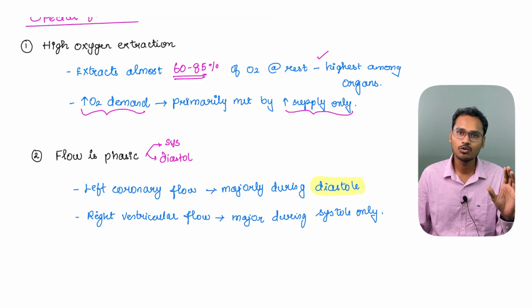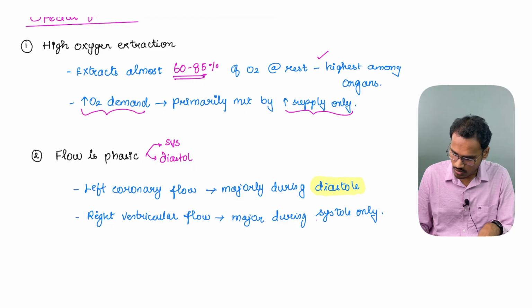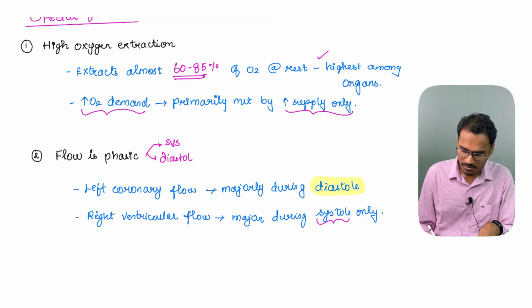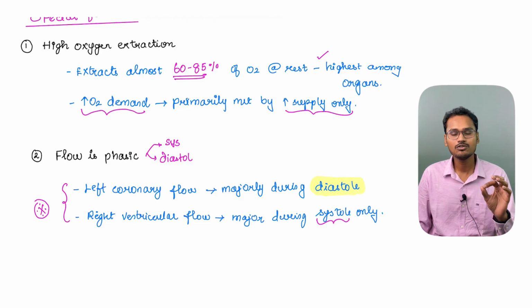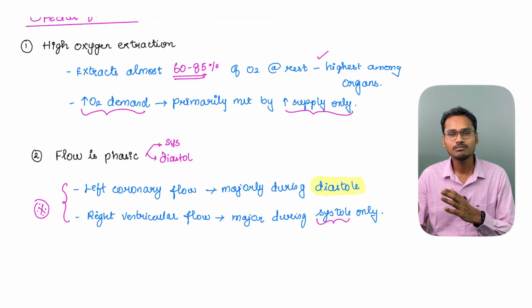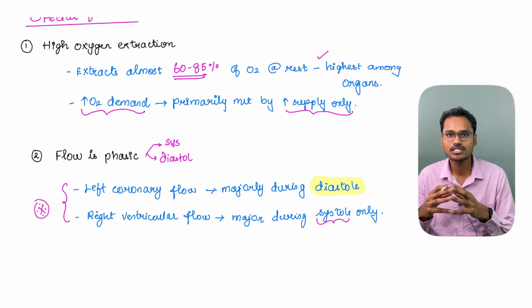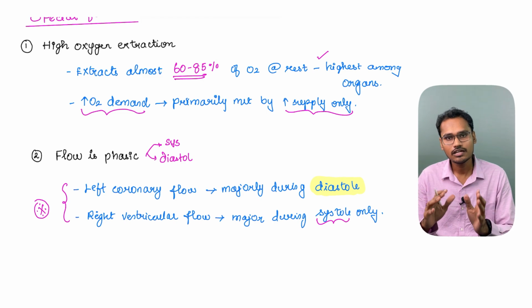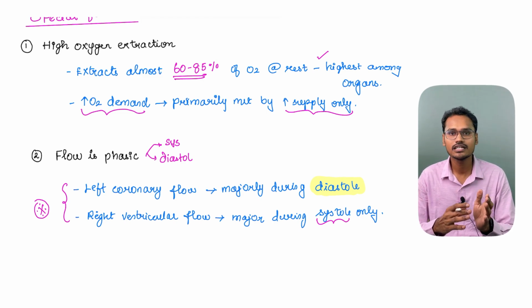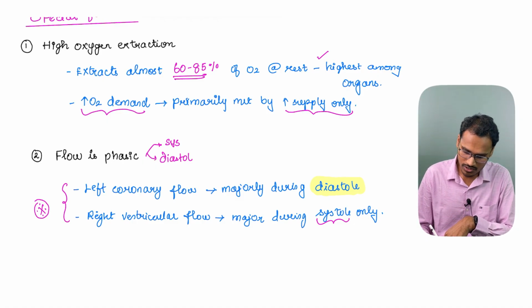Please do not go by their words, because the right ventricle will still get the majority of its blood supply during systole only. I will explain this with the help of numbers, but try to remember, don't go with the general term that the heart will get its blood supply during diastole only. It's not like that. The left ventricle will majorly get the blood supply during diastole, whereas the right ventricle will still get the majority of its blood supply during systole.